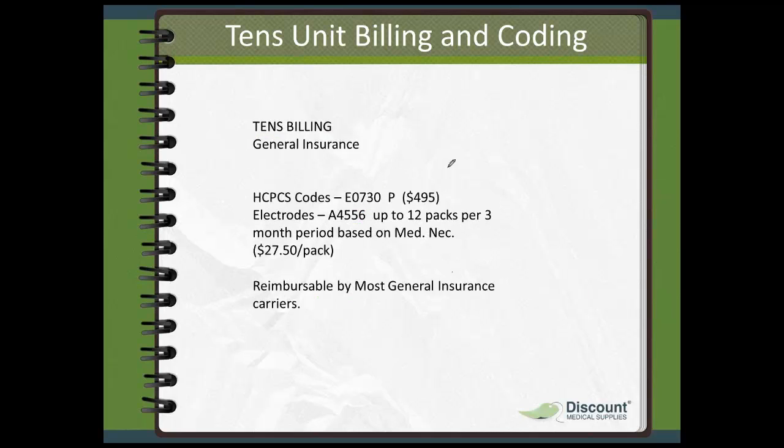Now, as far as general insurance, so let's start with general insurance, and then we'll go into Medicare billing. General insurance, the HCPCS code, like I said earlier, is E0730, and we're going to use a P modifier. Now, this is important. Some carriers, you'll have just one digit on the modifier. Some may have two. So if they ask for two, you may put a PP modifier. Okay? If they have one, you'll just put a P for purchase, and typically at $495, but again, that's up to you, what you want to put as far as the purchase price of that TENS unit.